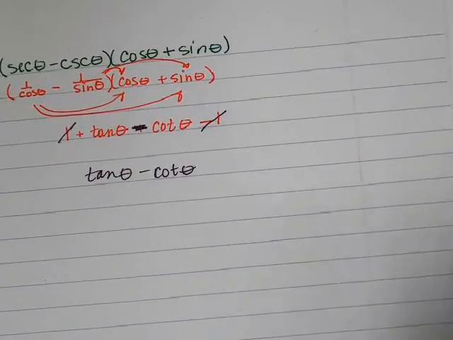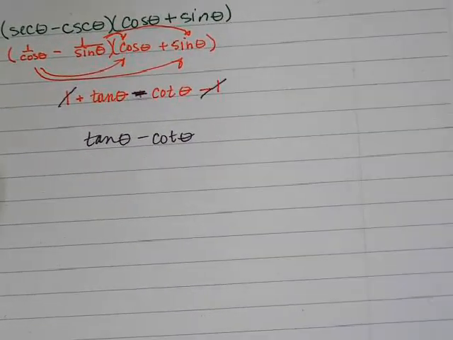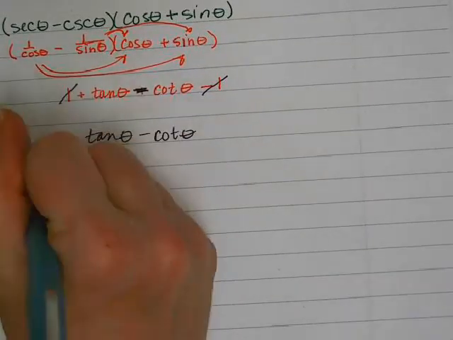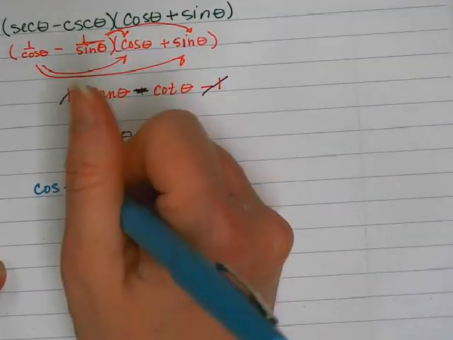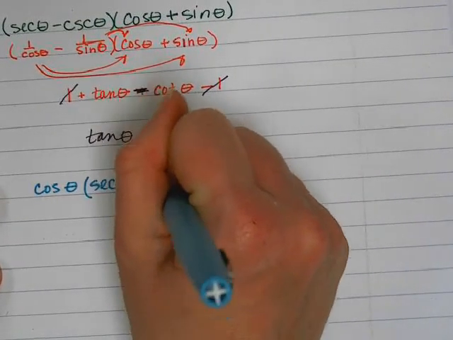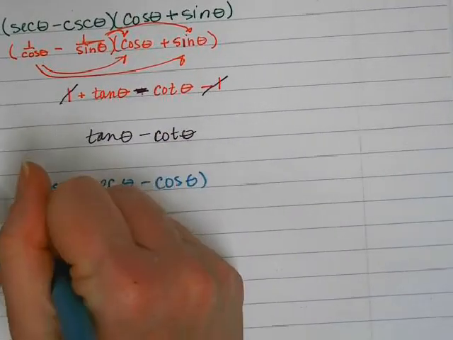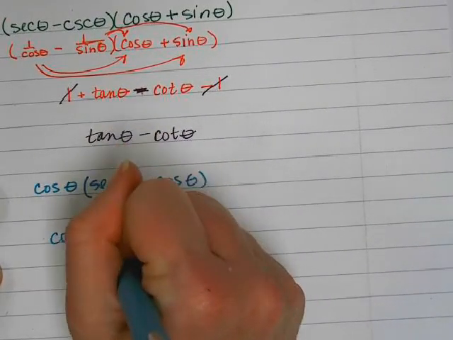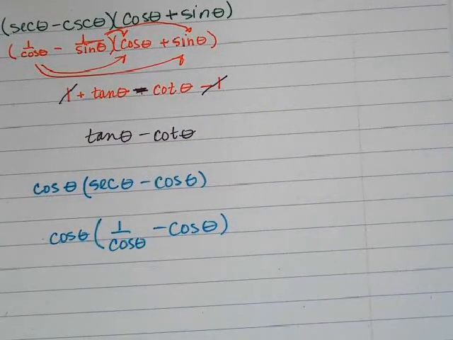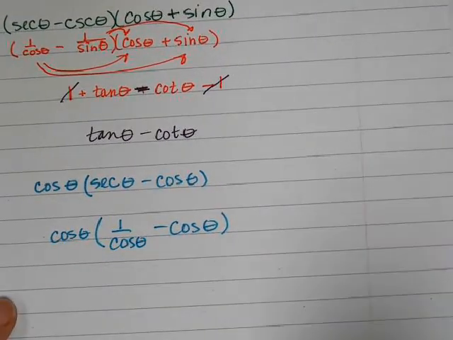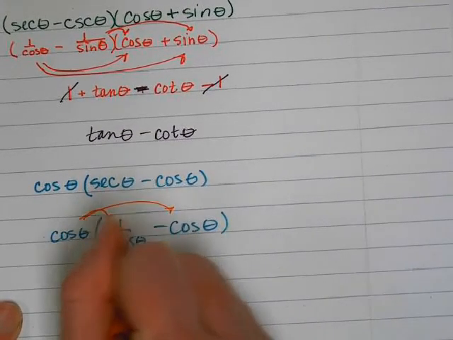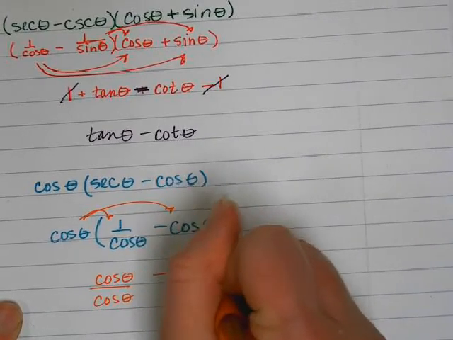Okay, so cosine of theta, you can put theta. I prefer that, because otherwise it starts to look like cost. Okay, so cosine theta times secant theta minus cosine theta. I'm going to turn secant into 1 over cosine theta, minus cosine theta. Then distribute. So that's going to be cosine theta over cosine theta minus cosine squared theta.